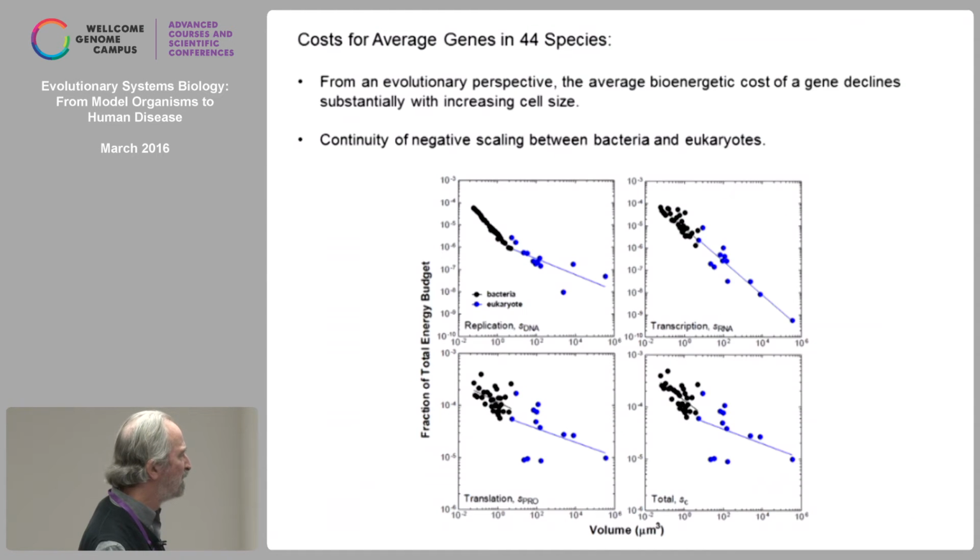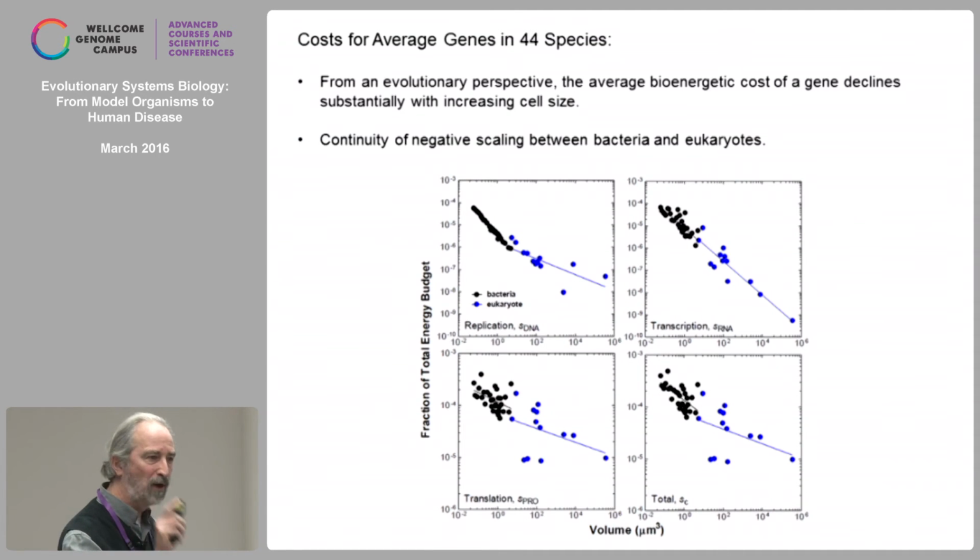Now the next panel summarizes a lot of other data in a whole variety of eukaryotic microbes and bacterial species, again plotted as a function of cell volume. There are the 3 different levels of cost: replication, transcription, translation, and the total. Sort of a rule of thumb here is that about 90% of the cost of a gene, if it's expressed, is typically at the protein level. About 10% is at the RNA level, and about 1% is at the DNA level. But the main point I want to make here is that there's a negative scaling of the cost of a gene.